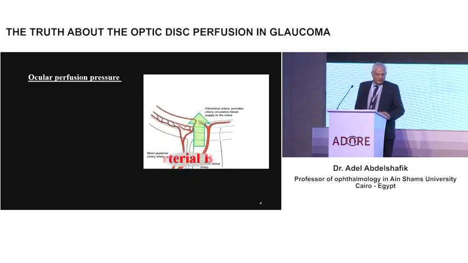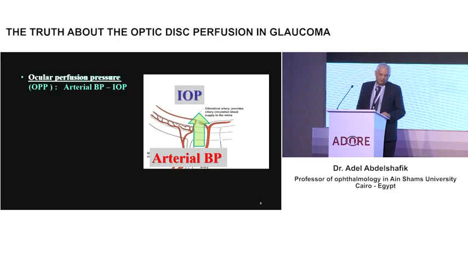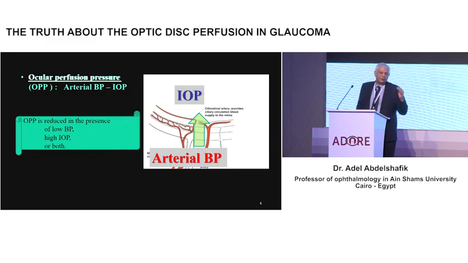Ocular perfusion is the difference between the arterial blood pressure and the intraocular pressure. If you get a lower arterial blood pressure or a high intraocular pressure, then the perfusion will be affected, especially the arterial pressure. The arterial blood pressure is more important, being larger in quantity.